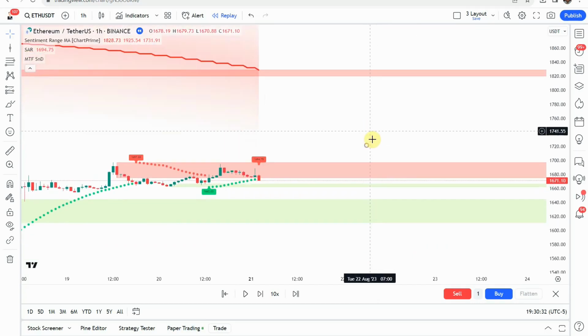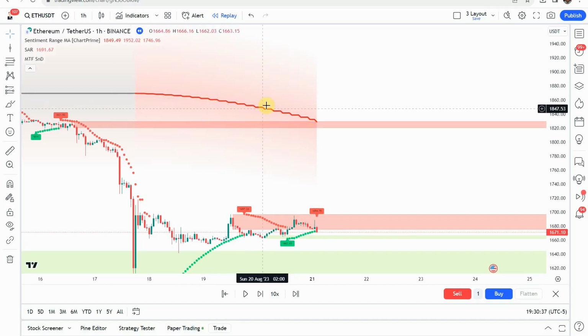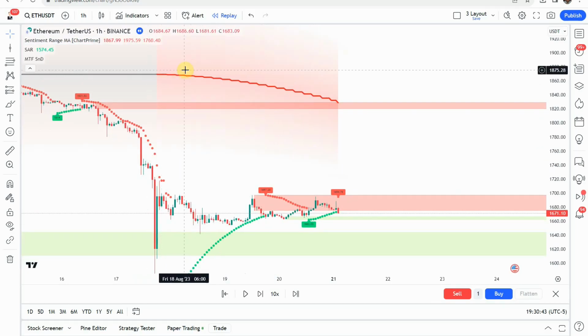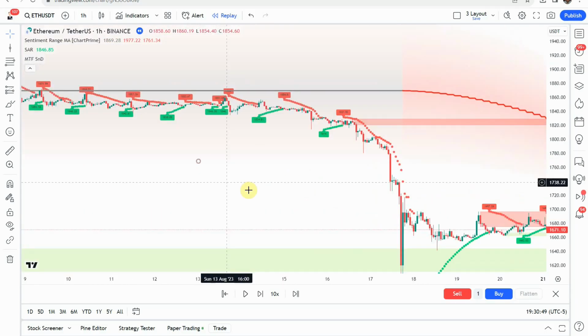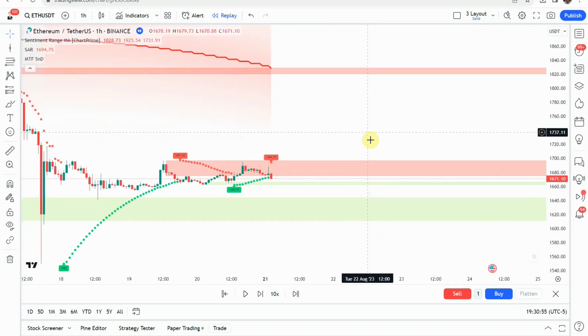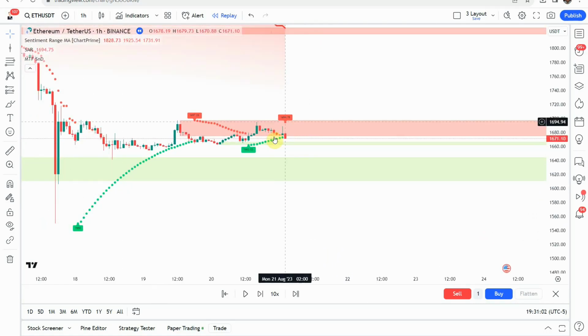So what you're looking for is anytime price is below the sentiment moving average right here, you are looking for only short trades. Well, I guess I should say anytime the sentiment moving average is red and price is below it, you are looking for only short trades. When the sentiment moving average is gray like this, that means there is a ranging market and you are not looking to take any trade. The next thing you're looking for is a price to come up into a supply or demand zone like this here, a red supply or demand zone.